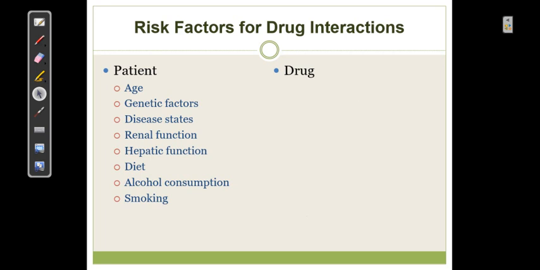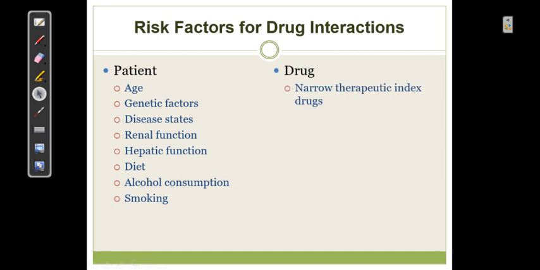Now moving towards the drug-related factors. Every drug has a chance of drug interaction, you cannot rule out any drug, but there are a few drugs which you will frequently encounter in drug interactions. Those include the drugs which have a narrow therapeutic index, right?